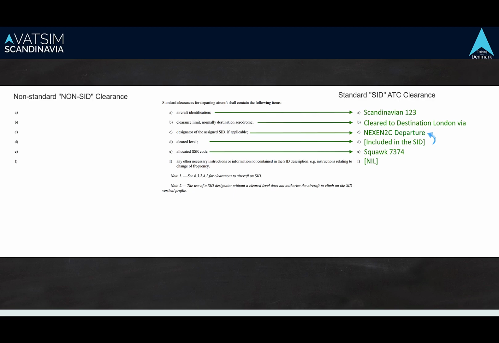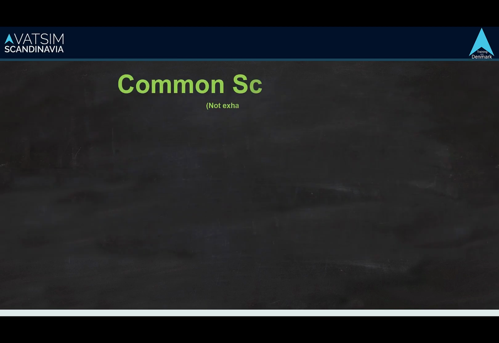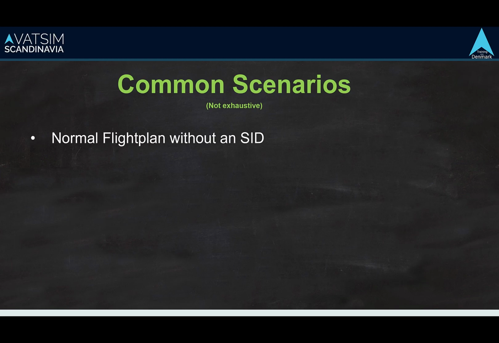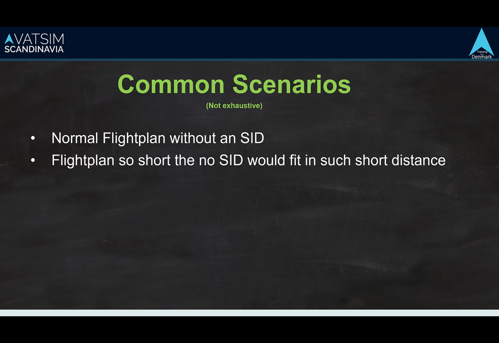Now, to do this, we're going to keep the same structure, but we substitute. So let's take it again here. Call sign is the same, Scandinavia 123. Clearance limit's the same, London. We say via, and now, what is it via? Well, it depends on the pilot's flight plan. The common scenarios you will see, and it could be something else as well, but the most common ones are a flight plan which looks normal and long, but has no SID, a flight plan that's so short that it only has 1 point, which is not an SID point, or a flight plan which just simply has no points.